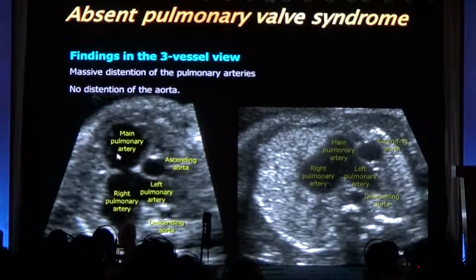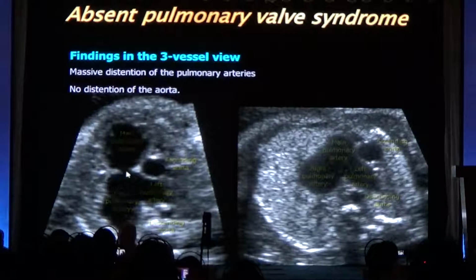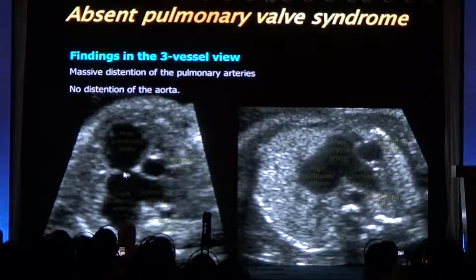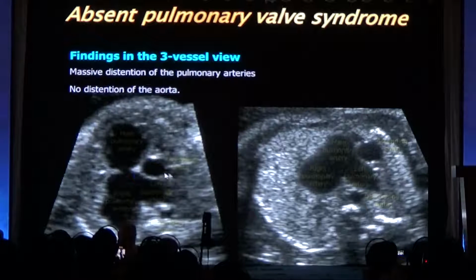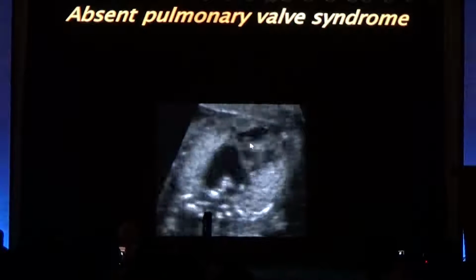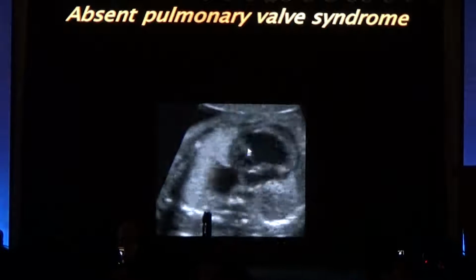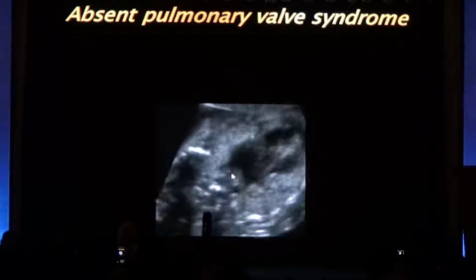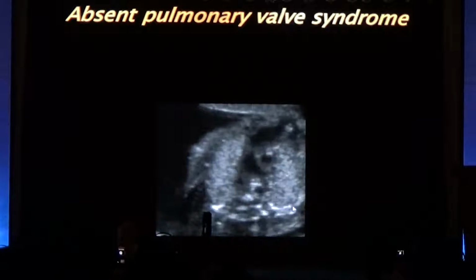And here you can see the main pulmonary. This is the right pulmonary, this is the left pulmonary, and you see the pulmonary valve here. Although it is called absent pulmonary valve, it is present, it's just completely incompetent and failed to develop properly. So this is an example. You see the four-chamber, you see the right outflow tract, and you see these massively distended pulmonary arteries branching into the lung.